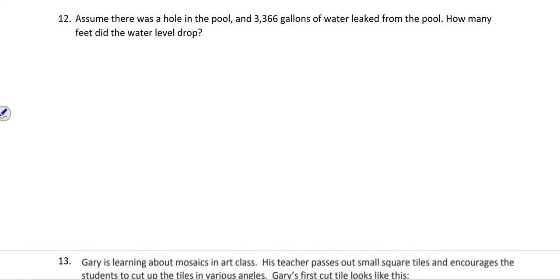Assume there was a hole in the pool and 3,366 gallons of water leaked from the pool. How many feet did the water drop? Okay, so we know that we lost 3,366 gallons of water. I need to know how many feet it dropped. So that means we got to work our way back to this. Volume equals length times width times height, because I need to know H. Well, I know volume is written in cubic feet, because that's what I've been working with in these last two problems. So volume has got to be in cubic feet.